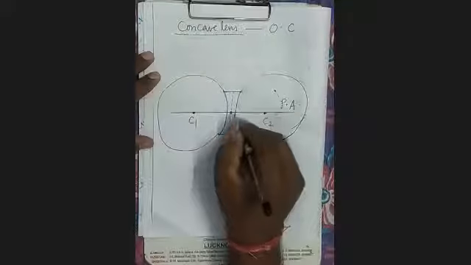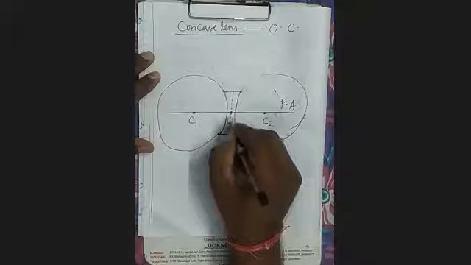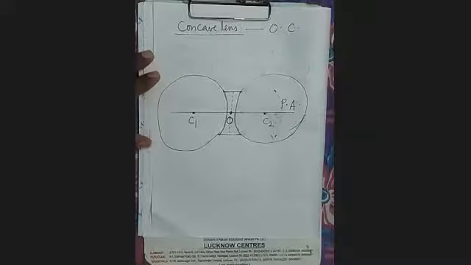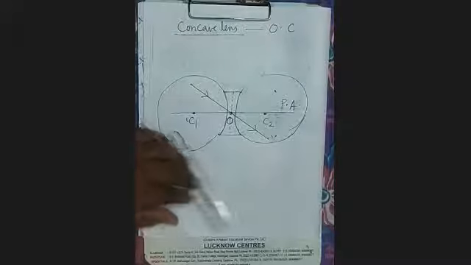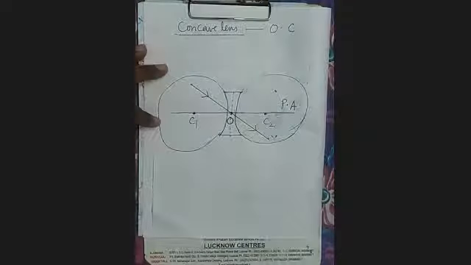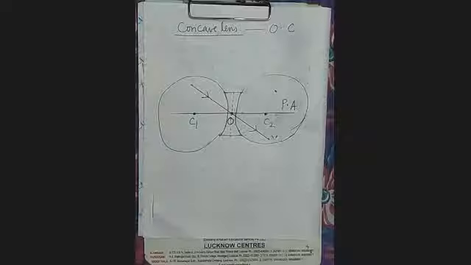Both are intersecting here, so this will be the optical center. And what is the property of the optical center? A ray of light passes undeviated through it. This is called the optical center. Is it clear? Now see here.